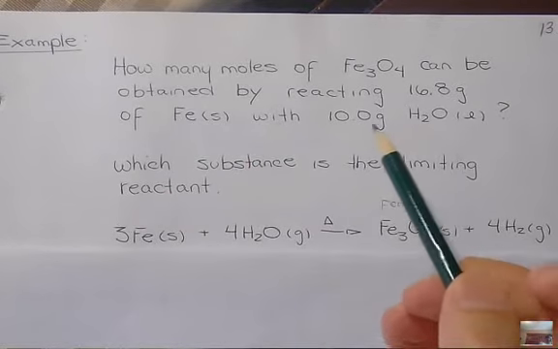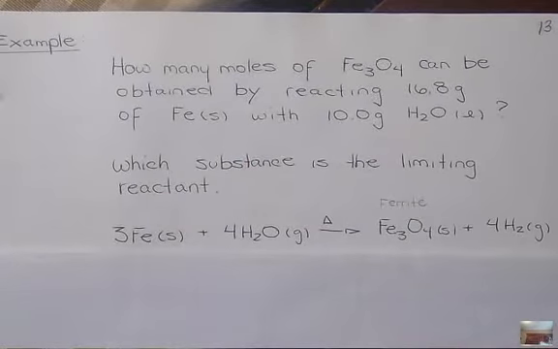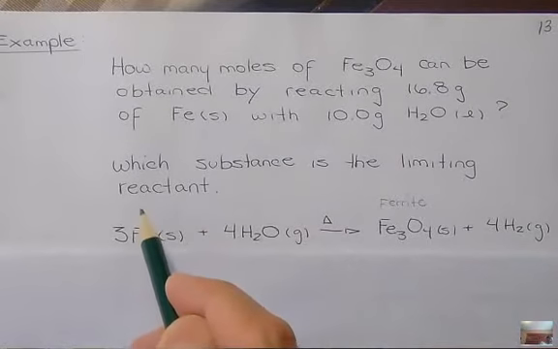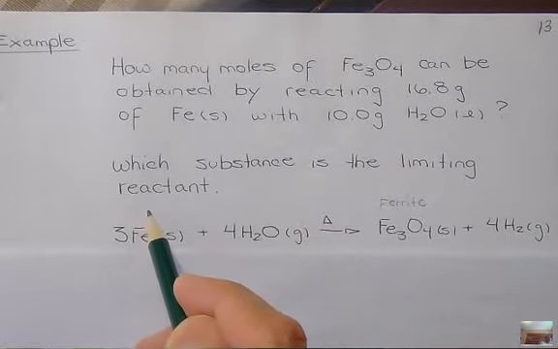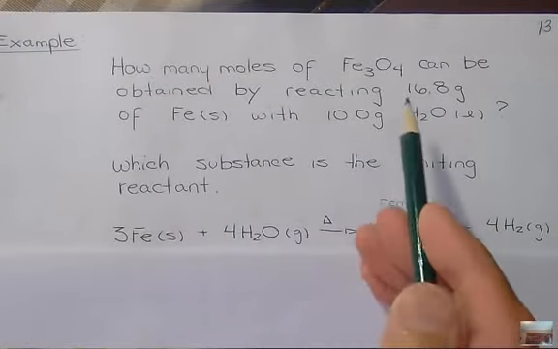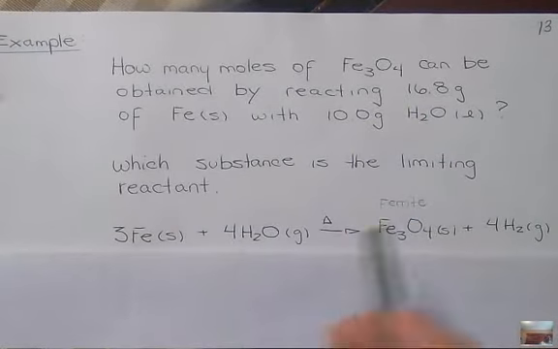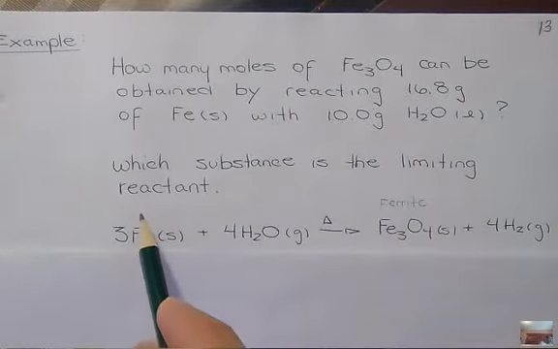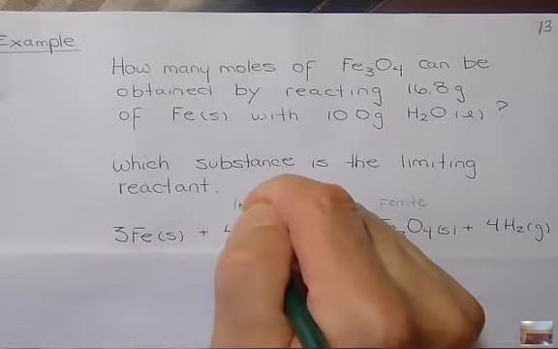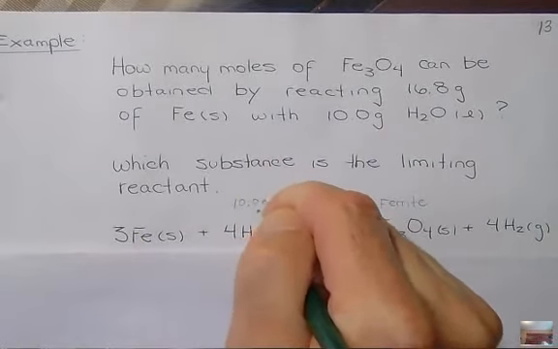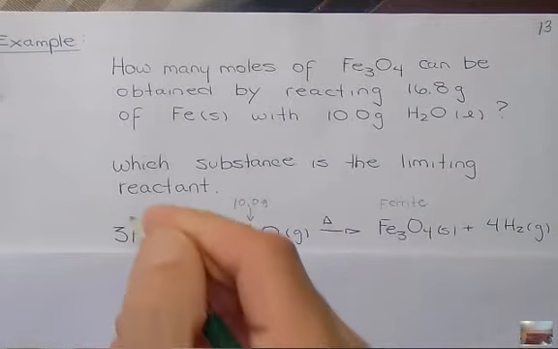So if we started to mark this chemical equation up, I start with 10 grams. I usually would write 10 grams over here because that's the amount of iron that I start with. 16.8 over here, and then 10 grams over here. Okay, so those are the two starting materials. Those are what are going in.